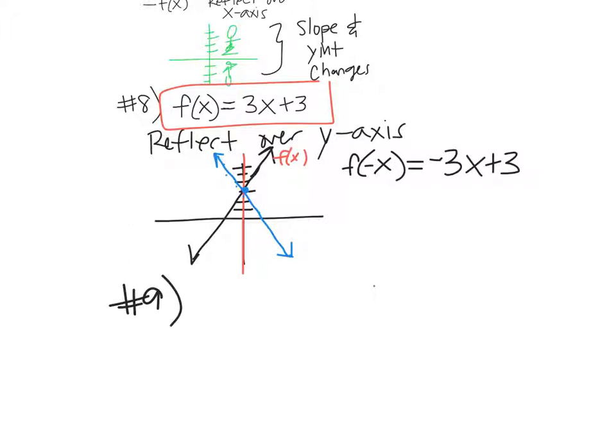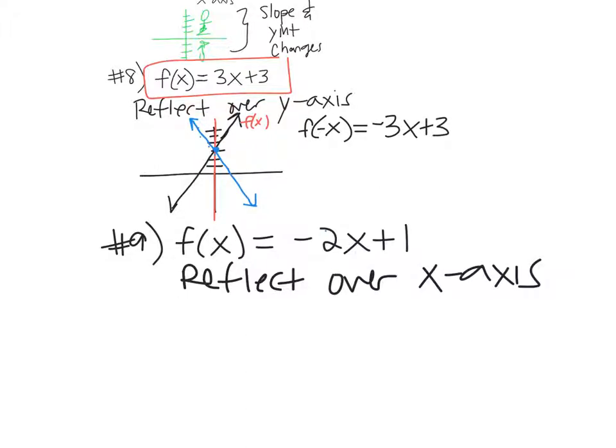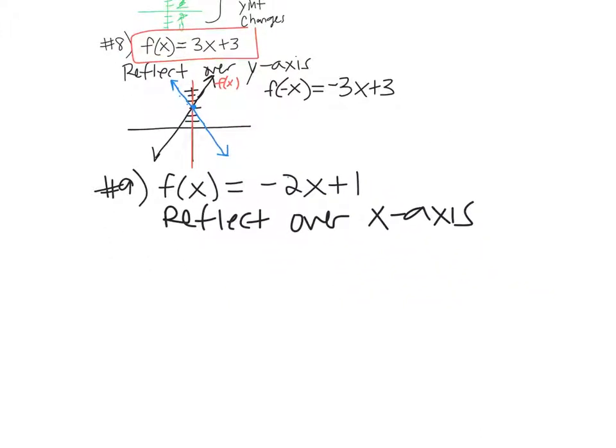over the x-axis now. So let's take f of x equals negative 2x plus 1. And we're going to write a rule for it, and we're going to draw a picture of it. But we're going to reflect over the x-axis. Some people like to draw a picture first so that they can see the whole thing changes. All of it's going to change. The entire f of x changes. So let's draw a picture of it first.